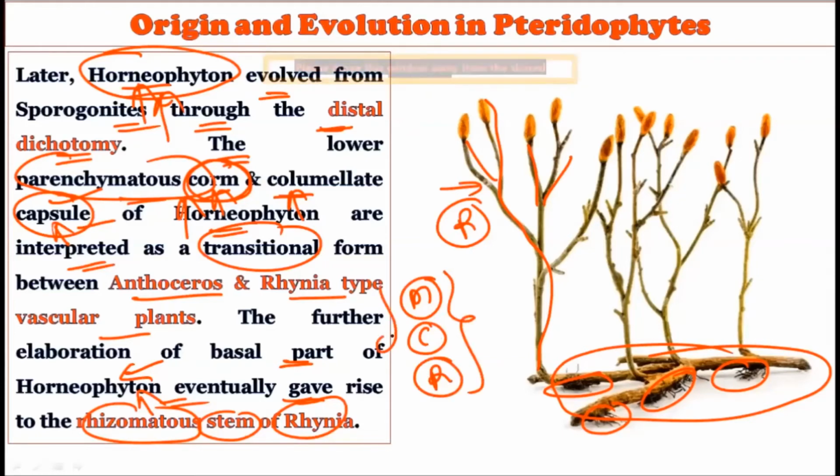Okay, so the typical morphological characters which are present in the Anthoceros got converted into the special structures which are present in the Rhynia over a period of time through the course of evolution. This is according to Smith.